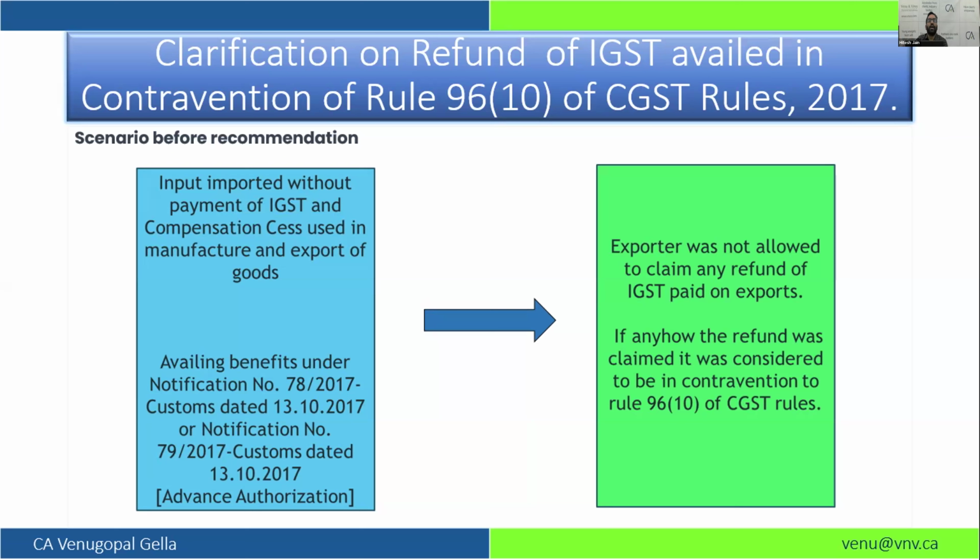I would like to add a small point here for the benefit of members and exporters. 96.10 has been in discussion for quite a while. Whenever goods are exported from India to a place outside India, all the exporters had these two options: either use the rebate method, or pay the applicable output tax using the input tax credit and claim the refund of the taxes paid. Both were available.